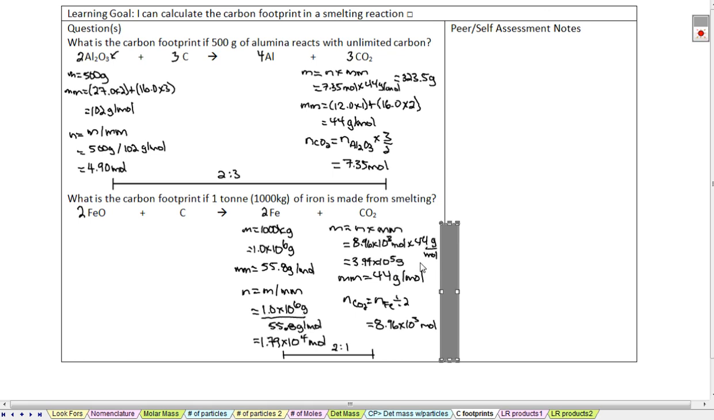So that would be 394,000 grams, or 394 kilograms. So that's how we do those two questions. In this first one, I was given a reactant and tried to figure out how much product I would make. In this one, I was given one of the amounts of products and need to determine how much of the other product would be made.